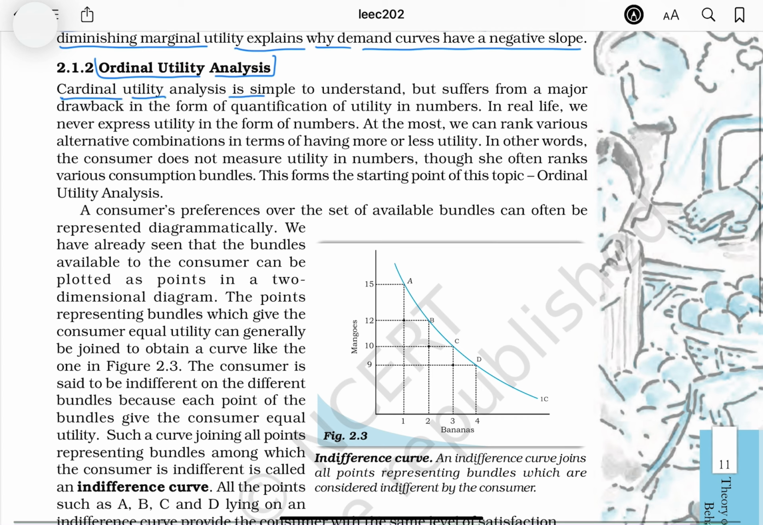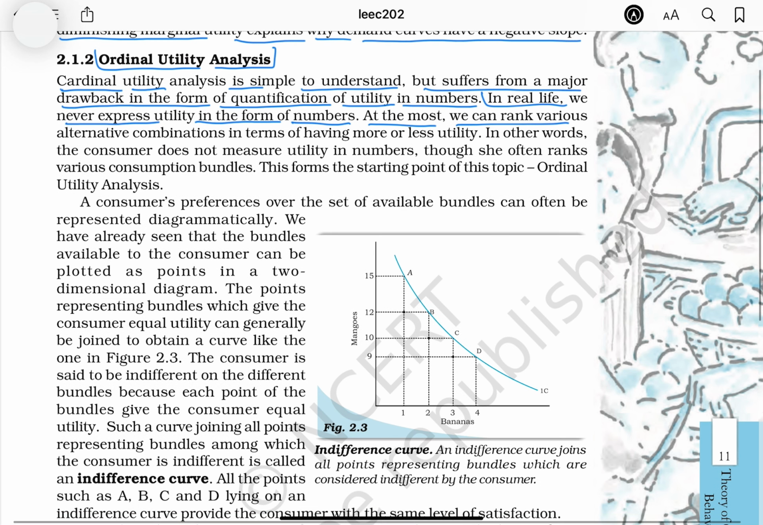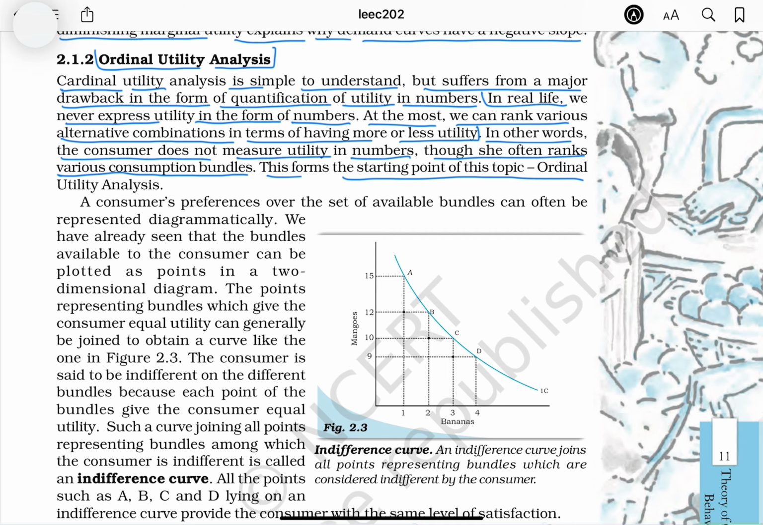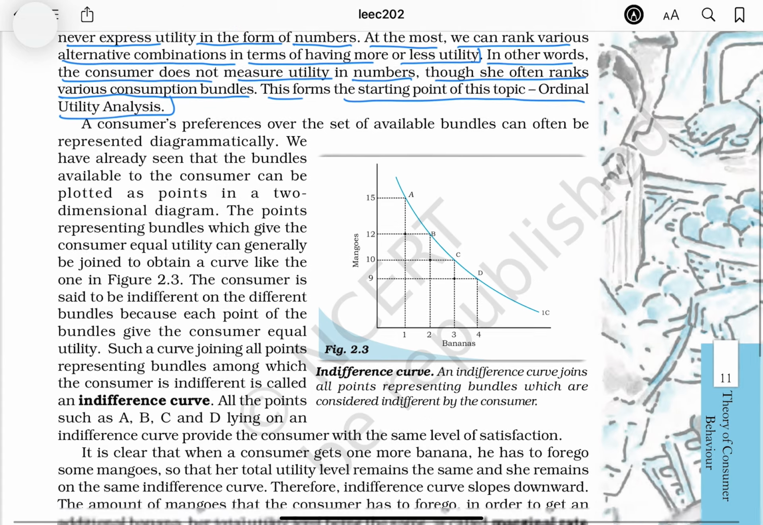Cardinal utility analysis is simple to understand but suffers from a major drawback in the form of quantification of utility in numbers. In real life, we never express utility in the form of numbers. At the most, we can rank various alternative combinations in terms of having more or less utility. In other words, the consumer does not measure utility in numbers, though she often ranks various consumption bundles. This forms the starting point of ordinal utility analysis.